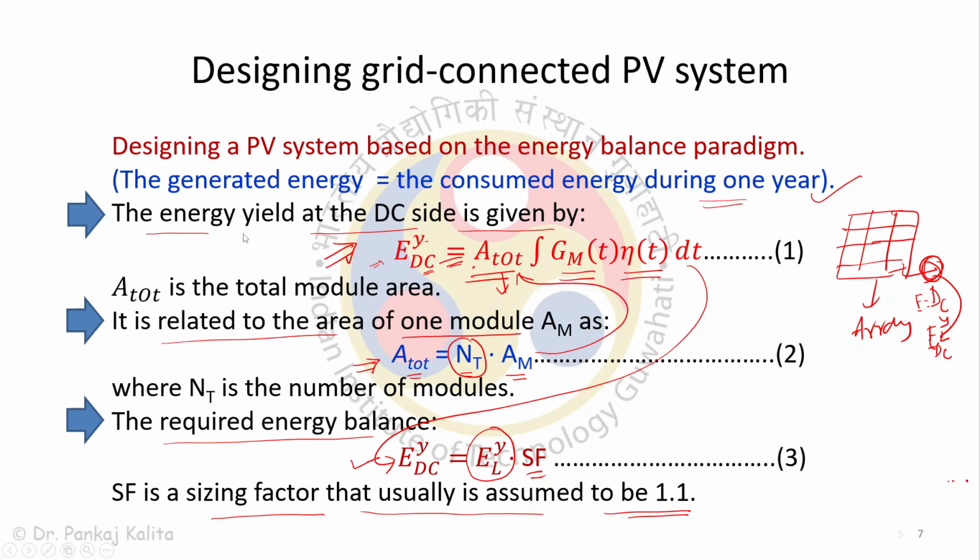So yeah, the energy at the DC side, that is from the solar module, will be E_DC equal to E_total, that is, H_total, G_M into efficiency. So that is actually the total energy yield, and then it is related to the area of one module: A_M, A_total equal to number of modules into area of one module. Okay, so the required energy balance is E_DC equal to E_L into SF. So SF is basically a sizing factor that is normally assumed to be 1.1.